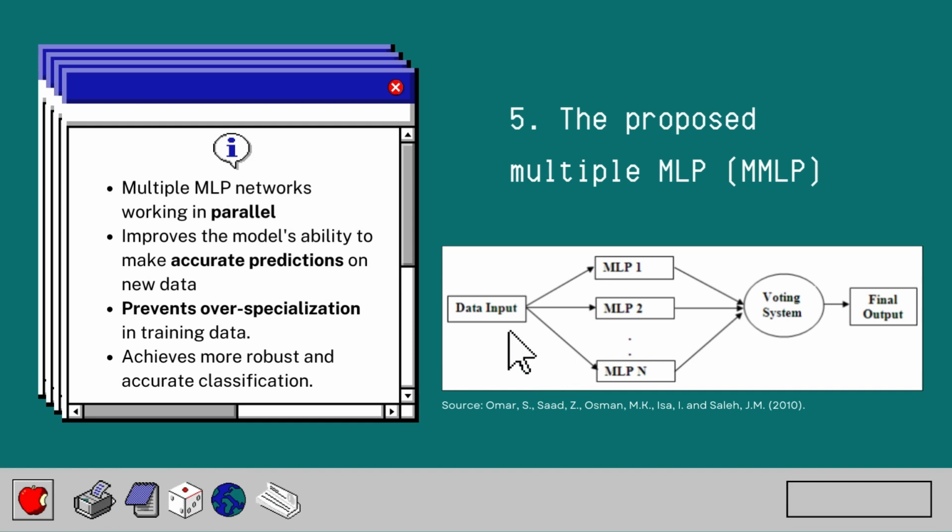Next, this diagram illustrates multiple MLP networks that work in parallel. We can see that starting from the data input here, information is fed into multiple MLP networks simultaneously, such as MLP1, MLP2, and so on. The parallel structure prevents overspecialization in training data, and each network processes the data independently, learning different aspects or features. Using multiple MLP networks improves the model's ability to make accurate predictions on new data, achieves more robust and accurate classification.